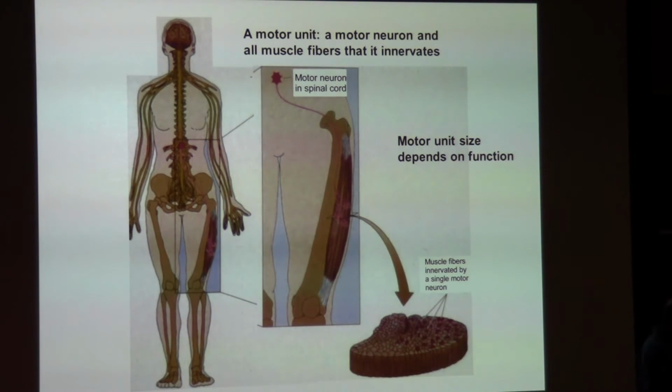For the muscle of your eye or muscles of your finger, you might have one motor neuron that goes to 100 muscle fibers. That means that with your finger, you have much finer control of force than you do for a large muscle like the gastrocnemius. So these are the muscle fibers that are innervated by that single motor neuron in the spinal cord. And this is called a motor unit.